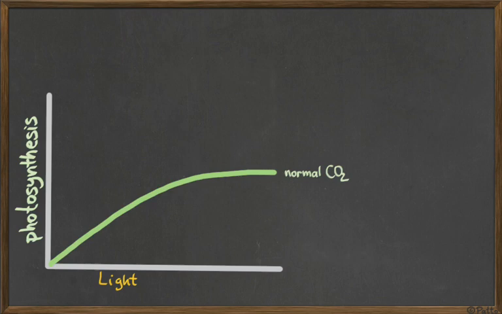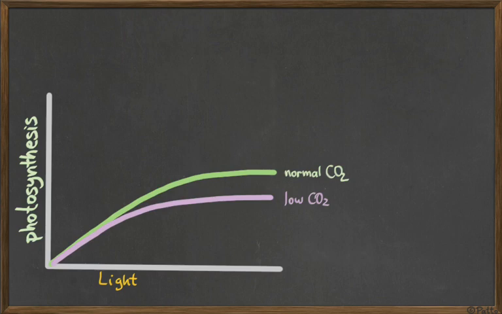So we have three variables here. How is this going to happen? If I have a low CO2 concentration, at zero light we have no photosynthesis. More light, more photosynthesis, but it will be lower than the level with normal CO2 concentration. It levels off at a smaller rate of photosynthesis because CO2 is the limiting factor.